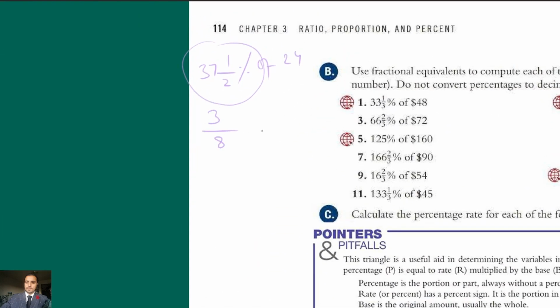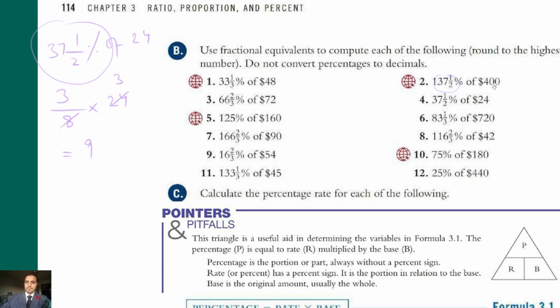So 3/8 times 24 is going to be 3, and it's going to be 9. So 37.5% of 24 is 9. Okay, good. Let's try the 125%.